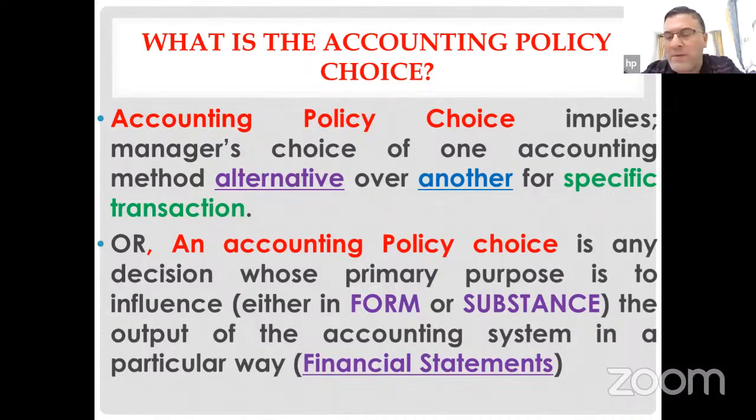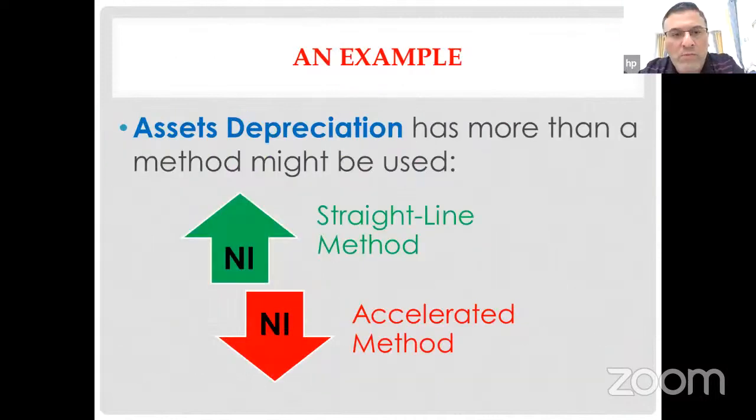Like for example, to put things more clearly, assets depreciation transaction. Because, to prepare financial statements, we have some transactions. Like for example, one of them, assets depreciation. And as you know, assets depreciation has more than one method to be used. Here in this transaction, the company's management finds itself in front of two methods. First one is the straight line method. The second one is the accelerated method.